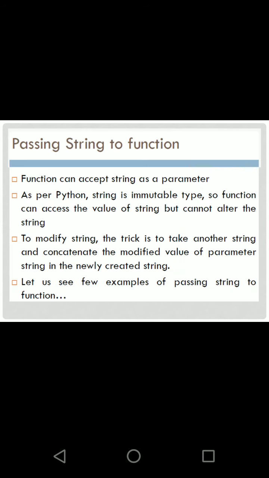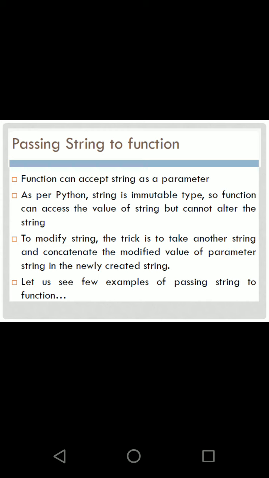So first we'll see how a string is being passed, and next we'll see how a list, how a tuple, and how a dictionary is being passed to the functions as parameters. So a function can accept a string as a parameter. Since a string is immutable, you cannot change any value inside the string, but you can use that string inside the functions. To modify the string, actually you can use some other string inside the function.